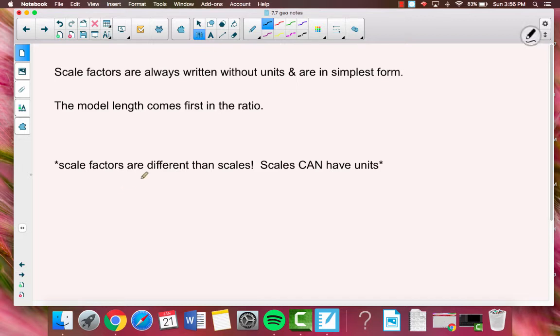And then scale factors, like I said, are different than scales. Scales can have units. A scale factor is just a ratio, a number, whereas scales are going to be like 4 inches to every 7 miles. So those scales are going to have units, scale factors will not. Make sure you write that down.